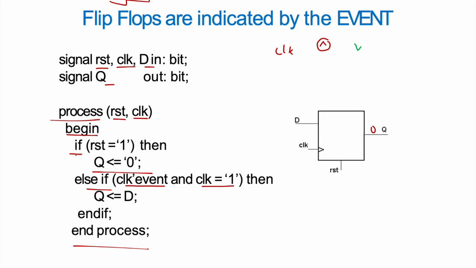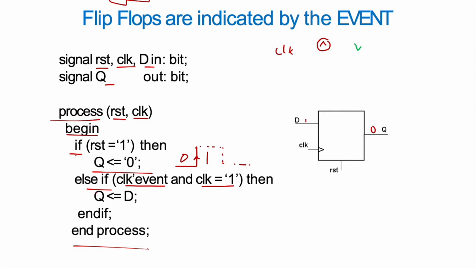This simply means that we are looking for an event, a change, and the clock is going to 1, which is the rising edge, where it's moving from 0 to 1. So on the rising edge of the clock, we say latch the output. Basically, on the rising edge, the output Q should be equal to the input.